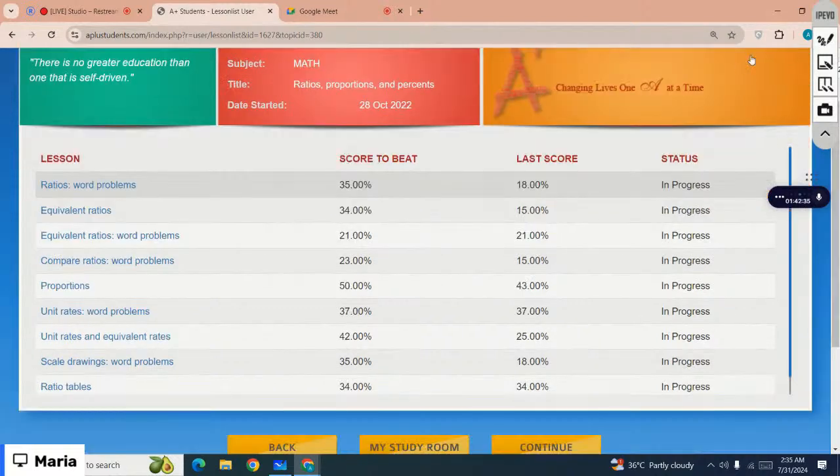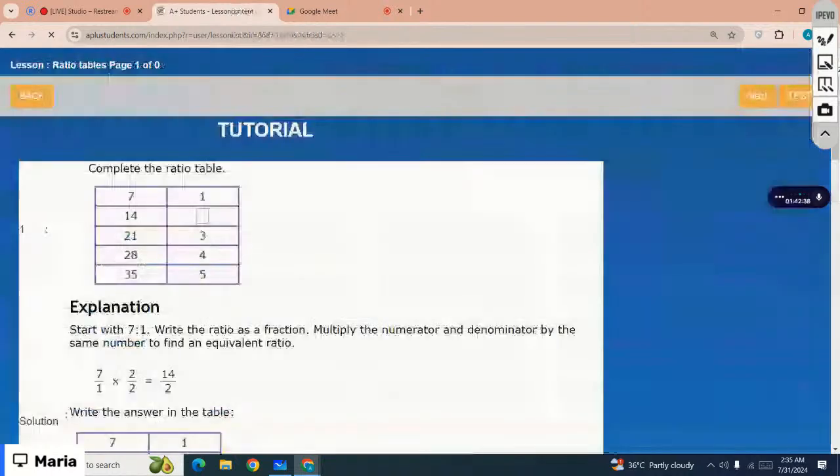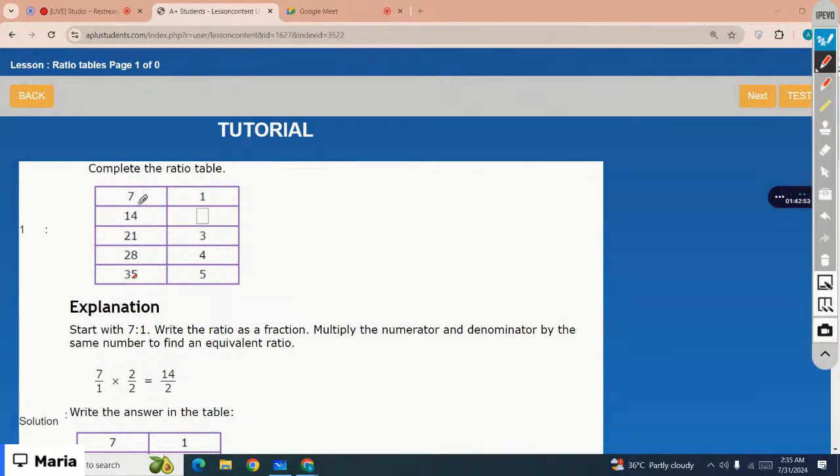The next lesson is ratio tables. Let's just start with the next lesson. So complete the ratio table. We have to complete the table, right? So first thing is we need to find how the input and output values in the table have a relationship. So what is the relationship?